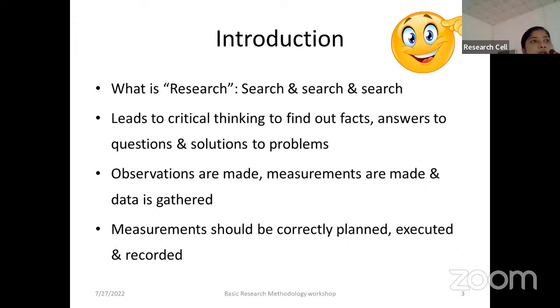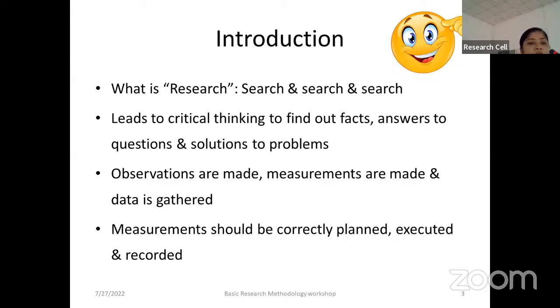So it leads to critical thinking, to find out facts, answers to the questions that we have, and probably solutions to the problems that we have created. We are looking at the same thing again and again, so that we start thinking on what we want to find out, what truth we want to reach. We start thinking critically about it, to find out what the fact is. And we need to know the answers to the questions that have arisen in our minds.